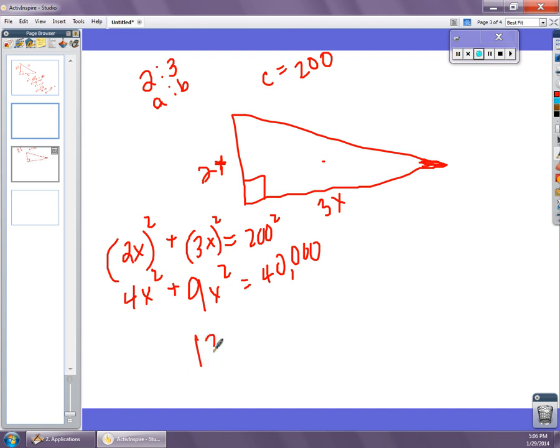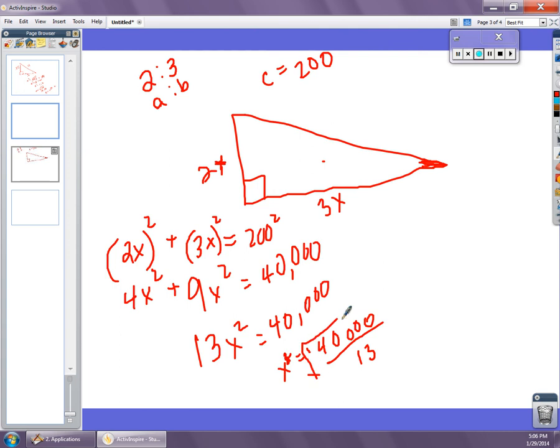Combine. Divide by 13, and I don't think that 40,000 is going to divide evenly by 13, but we're going to see. It does not, so we can leave it as a fraction. But remember, we have to square root both sides to find out what x is.